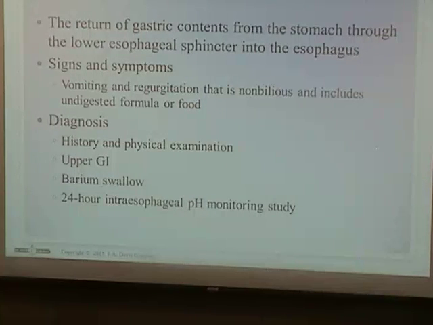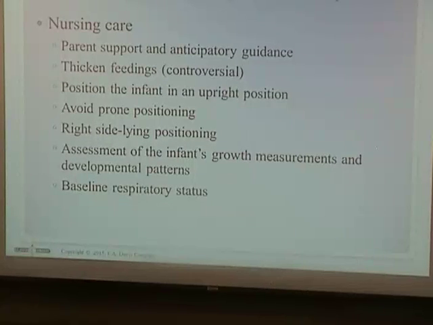But the only way to make the diagnosis is to do a barium swallow, an upper GI, actually look at what's going on when he swallows, which is never done. It's always done clinically. He vomits, take Nexium. Next, right? We can thicken the feedings, but like I said, it's controversial.